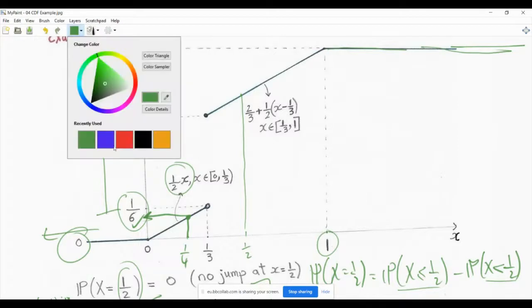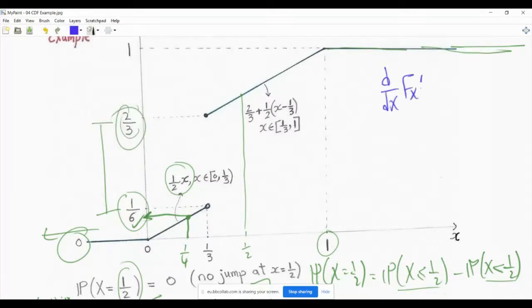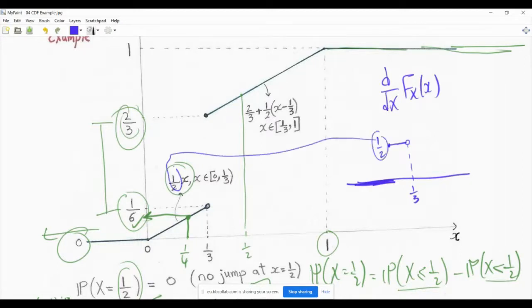So let's put this here. The derivative of F of x, if you draw it, is 0, and then here the derivative is 1/2 until we reach 1/3. So this is the slope here. And then if you differentiate this part, what is the slope? It's also 1/2, up to 1. And then it goes to 0 because this part is flat. So if you differentiate it, what do you get? You get a flat curve.